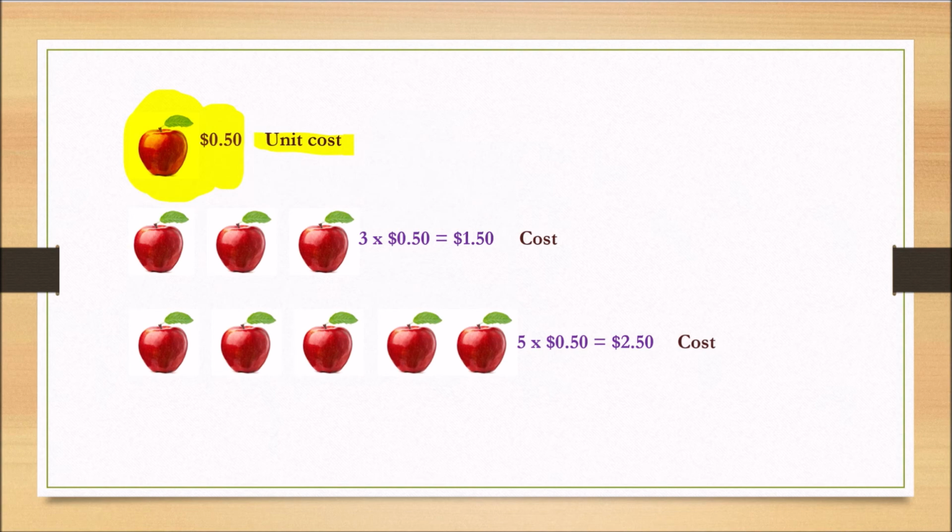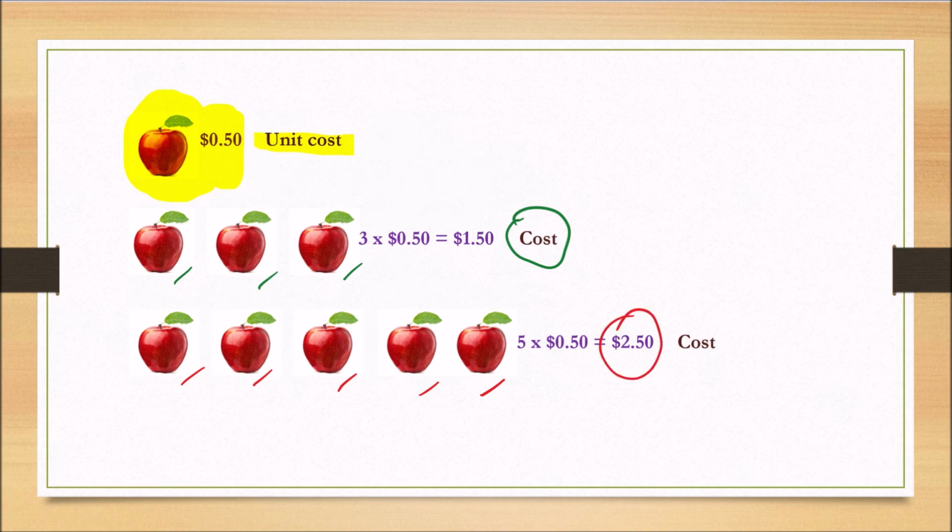So if you decide to buy 1, 2, 3 apples, then you just take 3 multiplied by the unit cost, and then you get 150. So you say, oh, the cost of the apples is $1.50. Another person may decide to buy 5 apples, 1, 2, 3, 4, 5, and you just multiply by the unit cost, and you say, oh, the cost of the apples is $2.50.